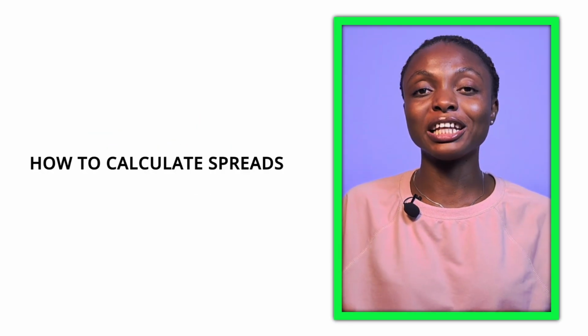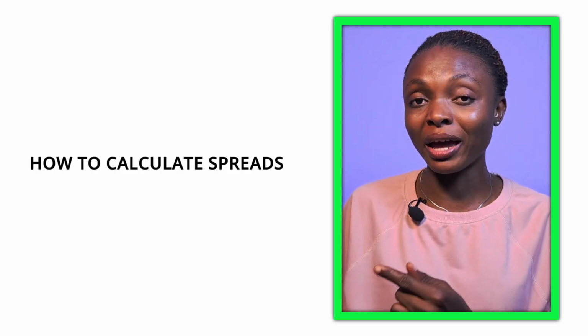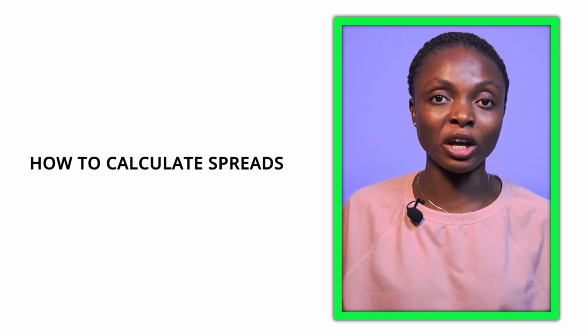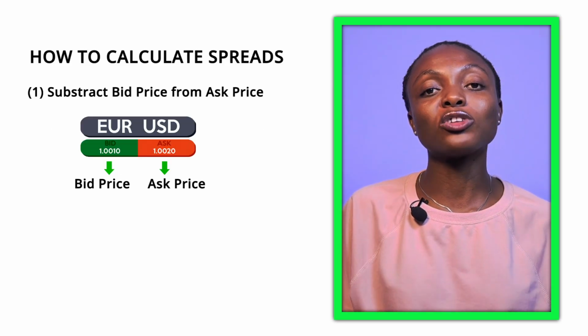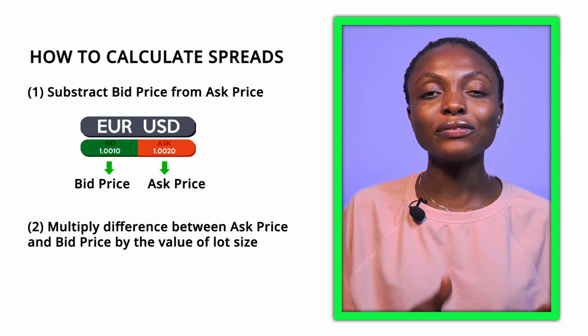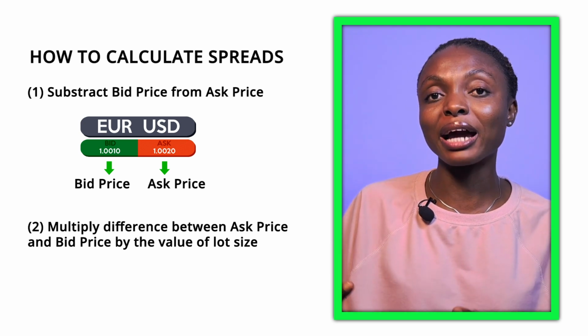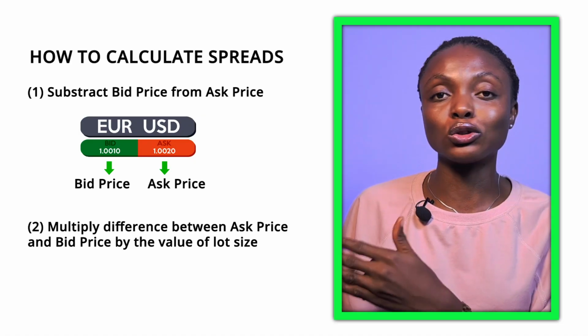Now, how do we calculate these spreads? To calculate these spreads for pairs like Euro USD pair, not all the pairs by the way, you have to take 2 simple steps. The first is to subtract the bid price from the ask price. Then the second is to multiply the difference gotten from subtracting the bid price from the ask price by the value of the lot size you're trading with.